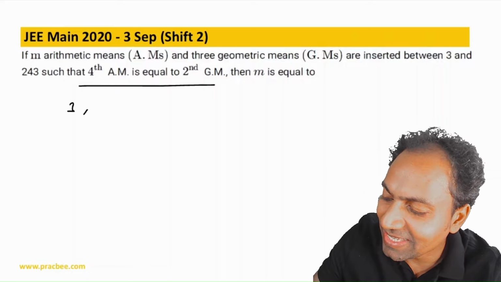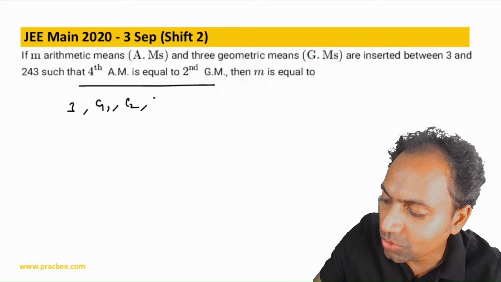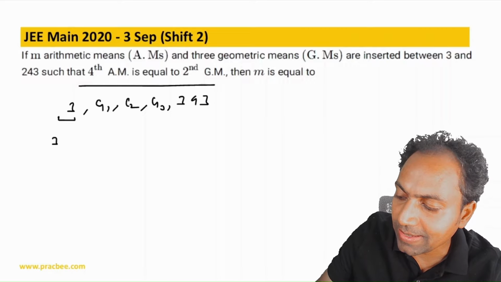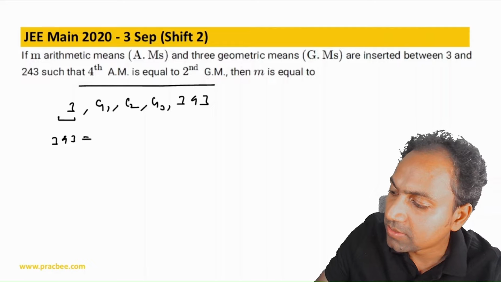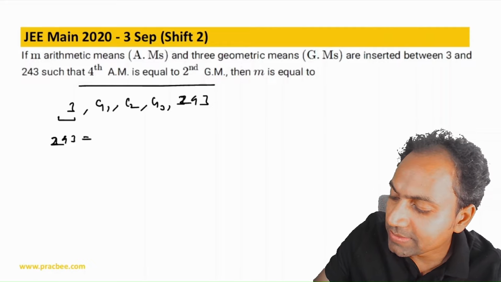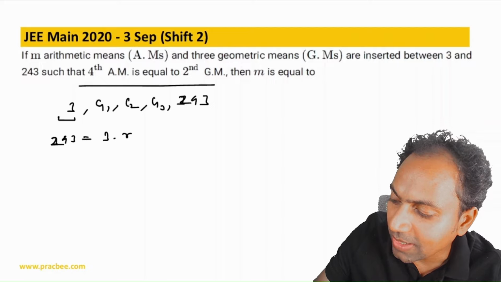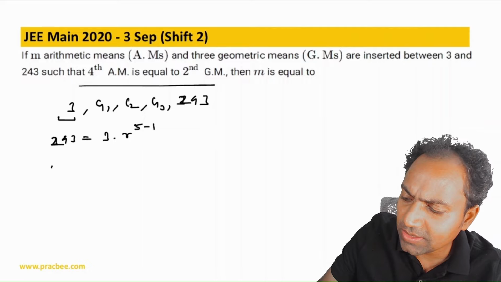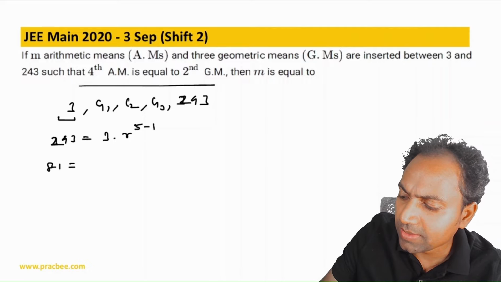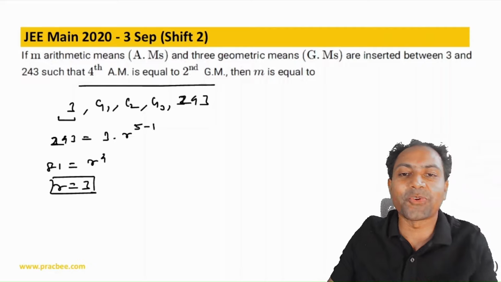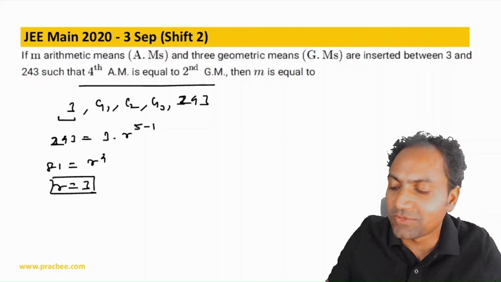So there are 3 geometric means, 1, 2, 3 and then 243. So if I want to find the value of r, I can write 243 is equal to a into r raised to the power 5 minus 1. So if you solve this, this is 81 is equal to r raised to the power 4, r is equal to 3. So once you've got the value of r, now you can get the value of G2.